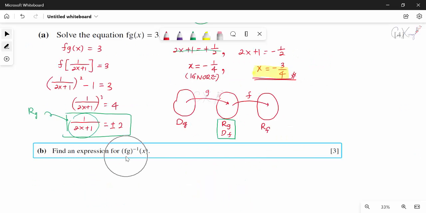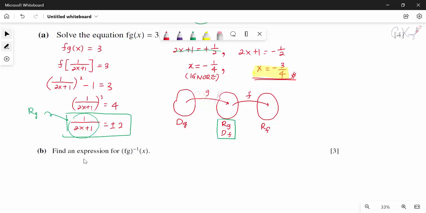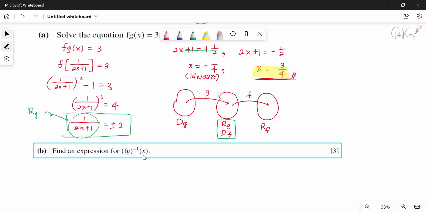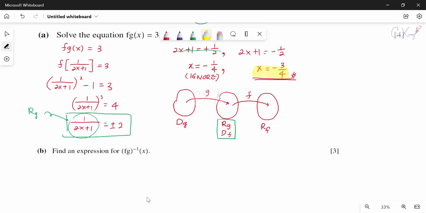Okay, so now we come to part number B, where they want us to find the expression for fg inverse x. So to find the fg inverse x, first I think we should find out the fgx first. So where is the fgx? Just now we already tried to find the fgx in part number A. So for your information, this is actually my fgx.